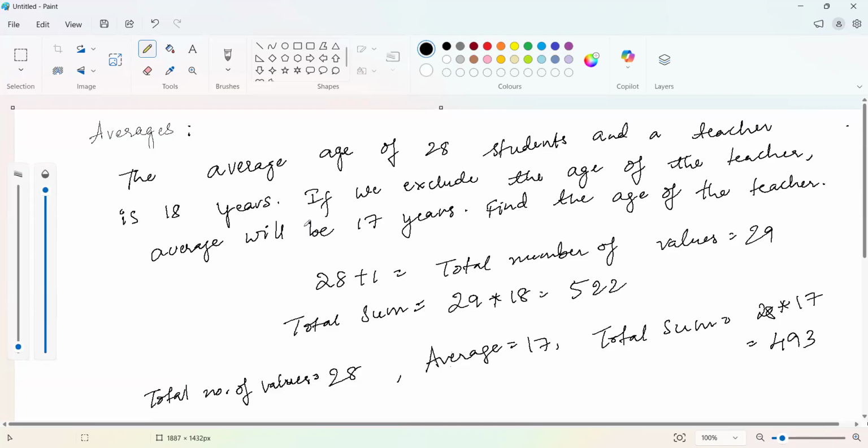So if you add 29 to 17, what you'll get? Now average age is 17 for the students. If you add that extra 29, what is subtracted from 522? That value you now add to 17. 17 plus 29, what you're getting? 46. So the age of teacher is 46.